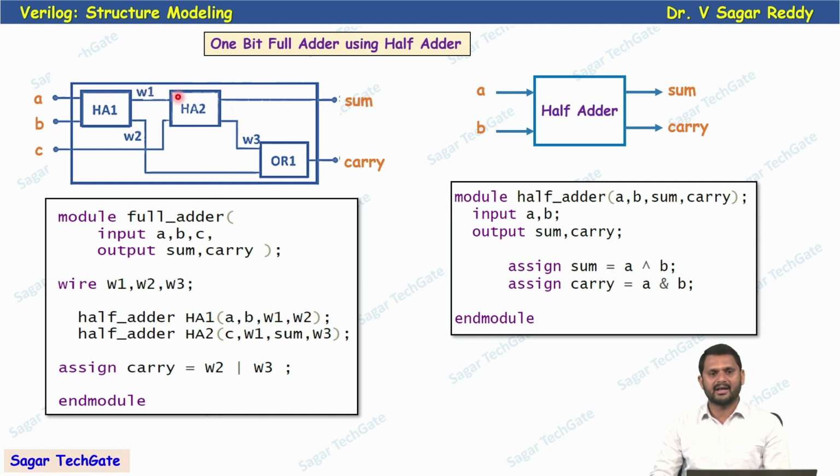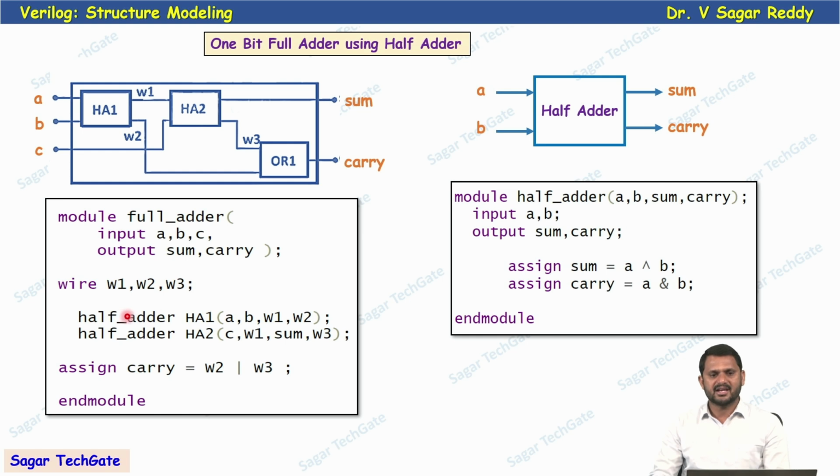Same way, another full adder I instantiate here. The inputs for this full adder are W1 and C. Now see full adder 2: one input is C, another input is W1. So the outputs are sum and carry. Clear?